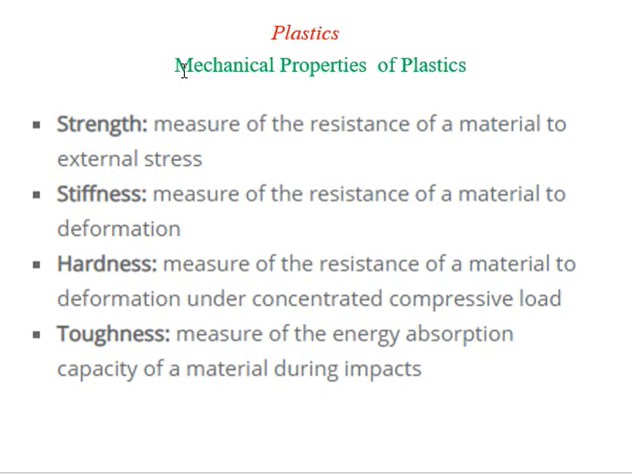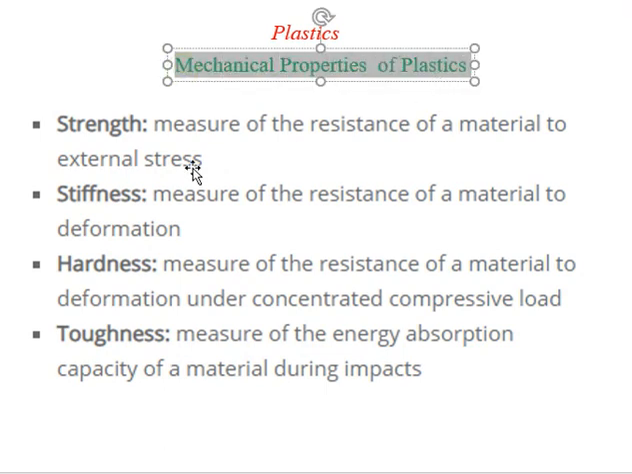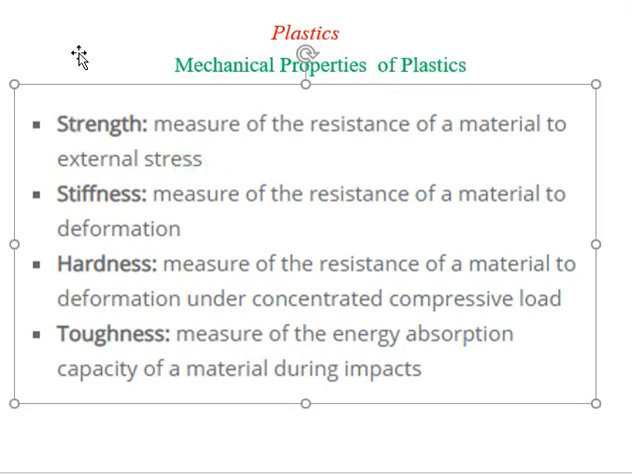Next are some of the mechanical properties of the plastic, which include strength, stiffness, hardness and toughness. If we are manufacturing the plastic, then we look into the properties of strength, what type of strength we require, the stiffness, the hardness, the toughness. In order to fulfill these properties, the kind of manufacturing of plastic we do depends mainly upon these mechanical properties of the plastic.